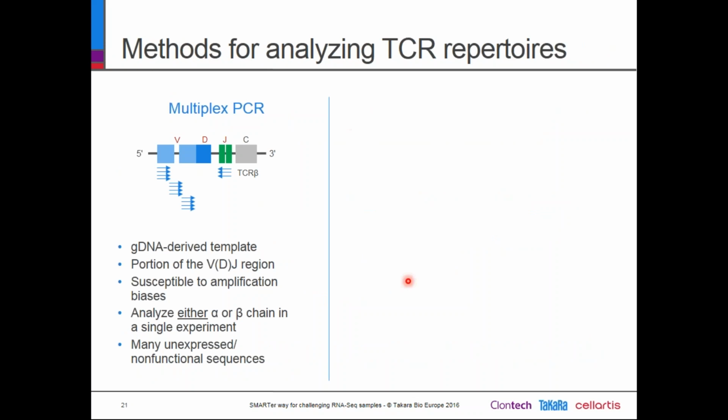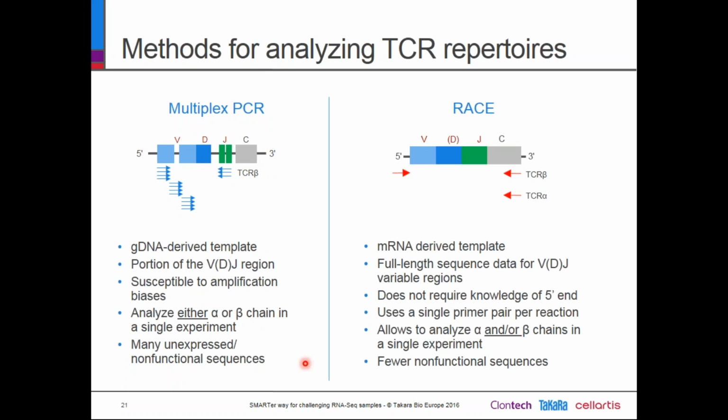So what people are currently using for doing that is mainly a multiplex PCR approach, using primers that are designed against the different regions of the TCR locus. But this, of course, is susceptible to amplification biases, and you can't get the full length of this variable region. And also you can analyze only the alpha or the beta chain in a single experiment.